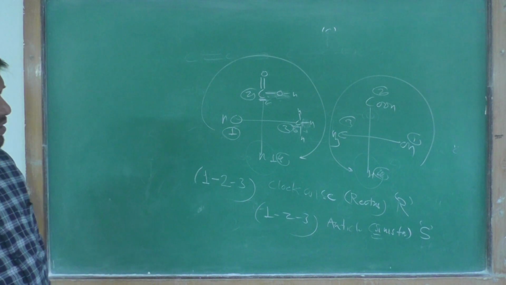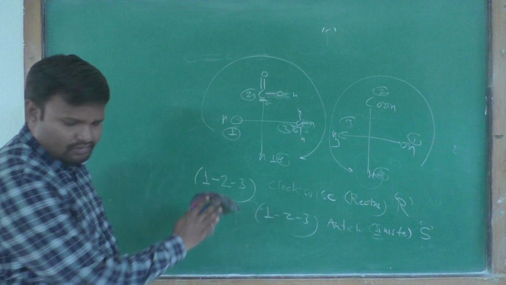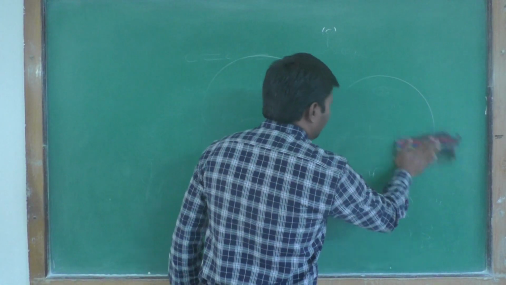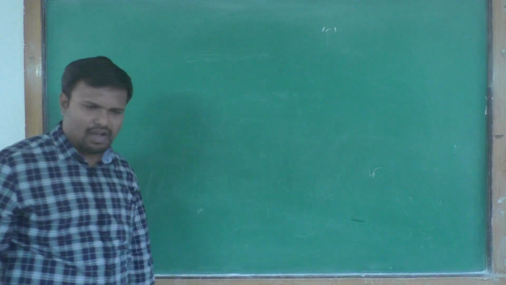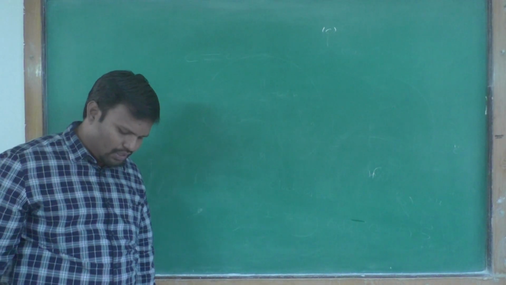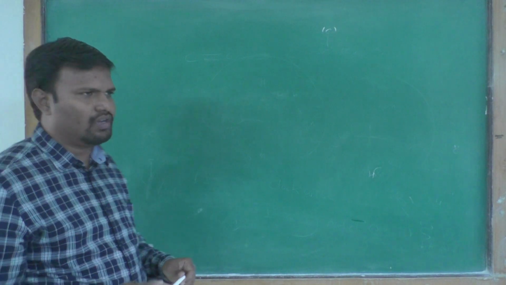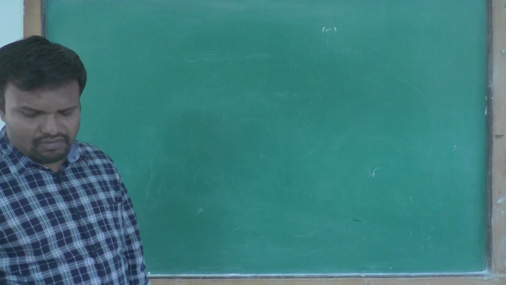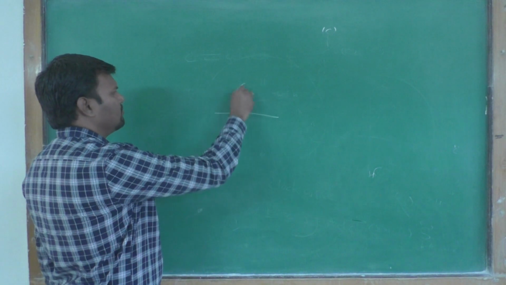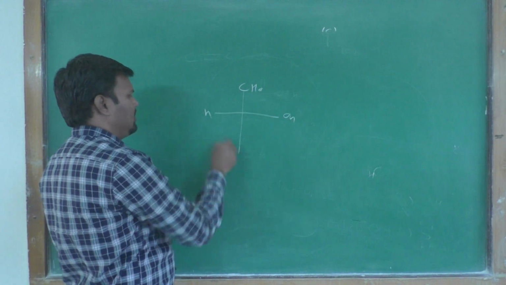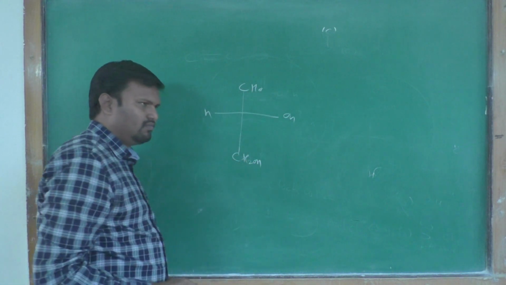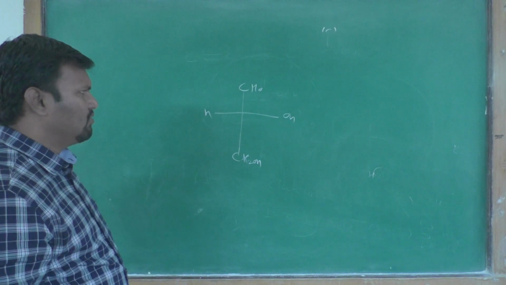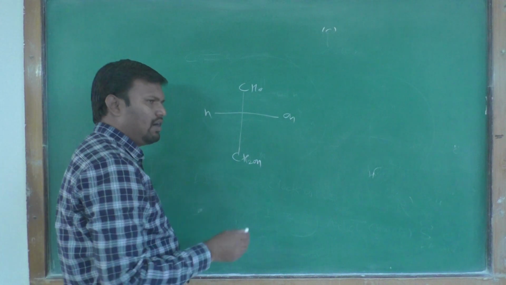Now we'll try to learn how to find out R configuration or S configuration when your molecule is in Fischer formula. One example is there: CHO, OH, H, CH2OH. That is glyceraldehyde. First, you have to try to find out the priority.